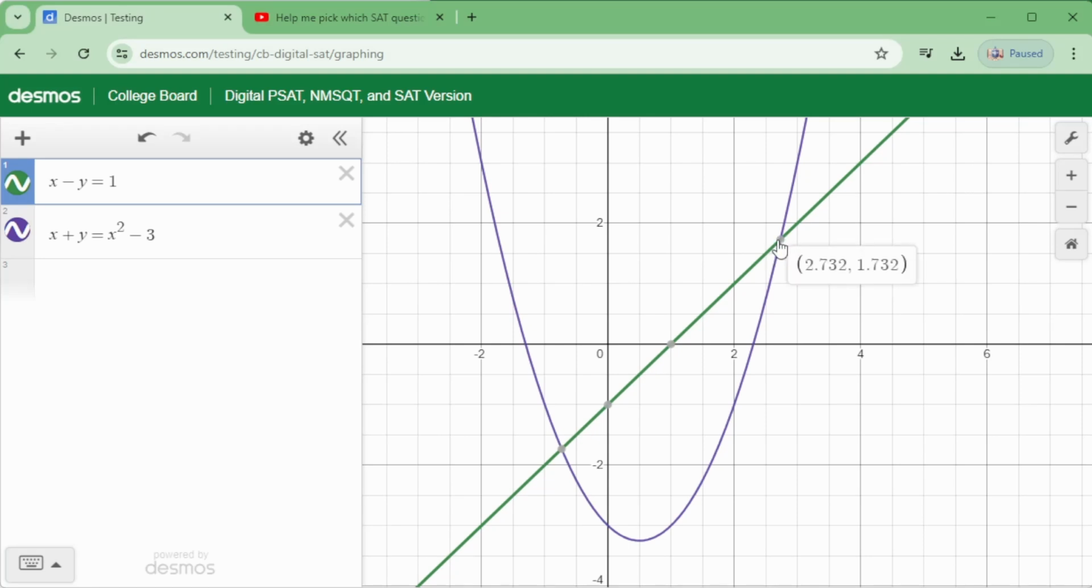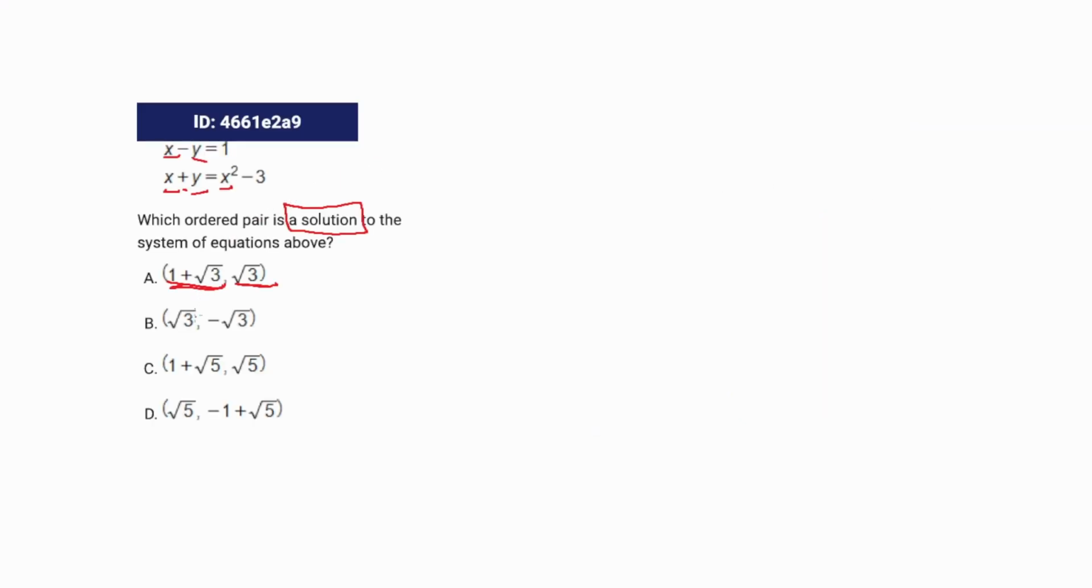If we click on that point, Desmos tells us that it is at 2.732, 1.732. For some people, that's going to be a little confusing because we don't see 2.732 or 1.732 in these answer choices, right? All we see is ones and negative ones and then radicals, right? Square root of 3 and square root of 5. But this doesn't mean that we're doing the question wrong or that we've made a mistake. It just means that all of these answer choices have an equivalent decimal value. And if we figure out what that value is, then we can see which of these answer choices is equivalent to that point that we found on the graph.